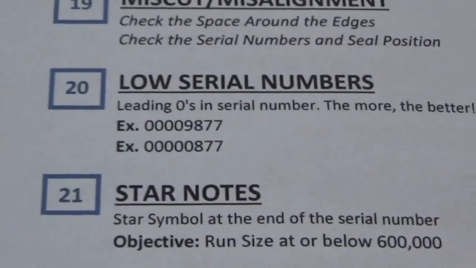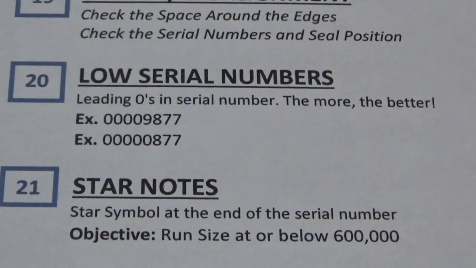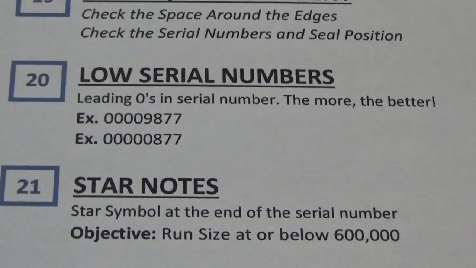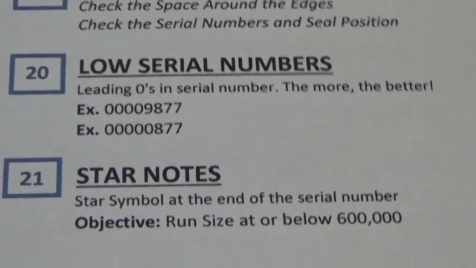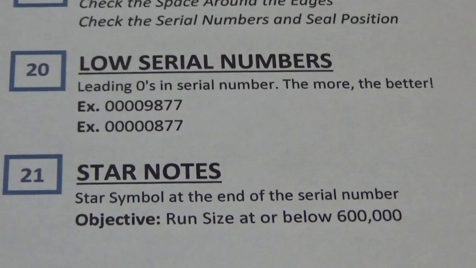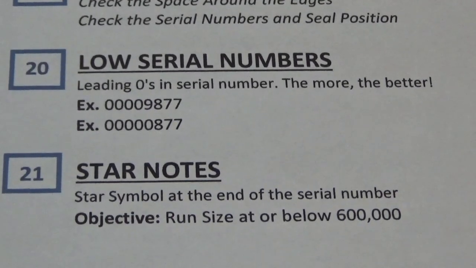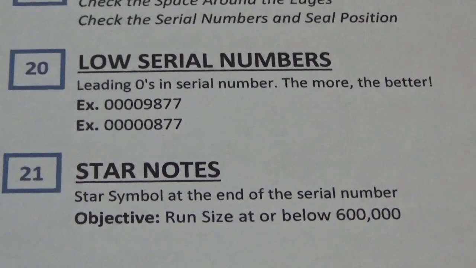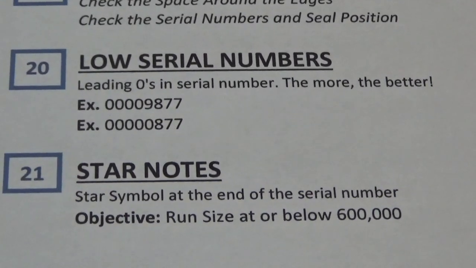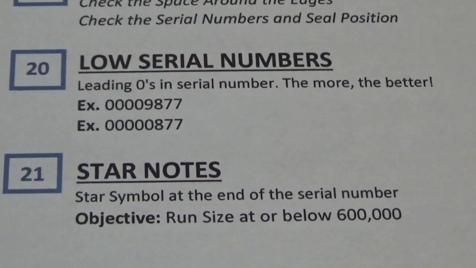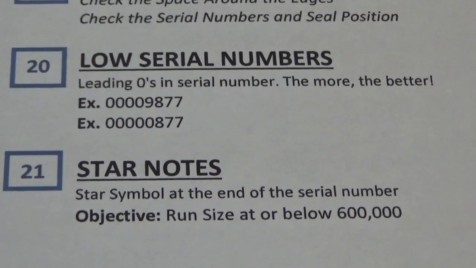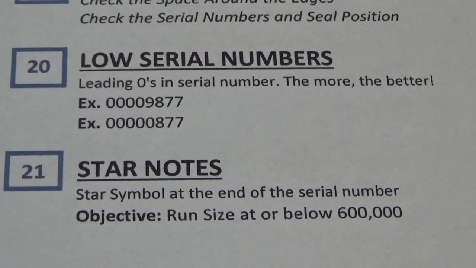The low serial numbers for number 20 is an awesome one. These are very simple in terms of what you're looking for. A lot of leading zeros in the serial number. The more zeros, the better. As you can see, the first example is 9,877 because there are 4 zeros. And the second example has 5 zeros, so that bill number goes to 877. So the more of those leading zeros you have, the better, because you want that lower serial number.